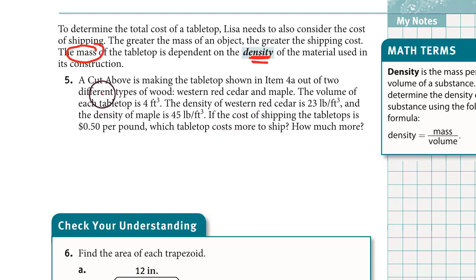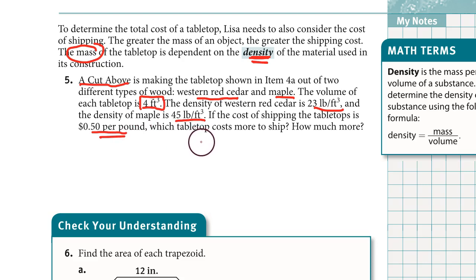Let's work on problem 5. A Cut Above, that was the name of the company, is making a tabletop shown in item 4A. They make the tabletop out of western red cedar and another table out of maple. The volume of each tabletop is 4 cubic feet. The density of the western red cedar is 23 pounds per cubic foot. But maple is heavier. The density of maple is 45 pounds per cubic foot. If the cost of shipping is 50 cents per pound, which tabletop costs more to ship?